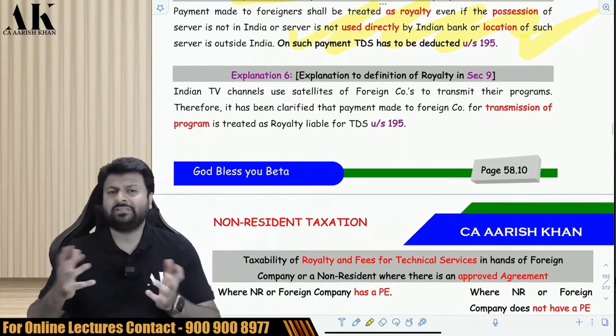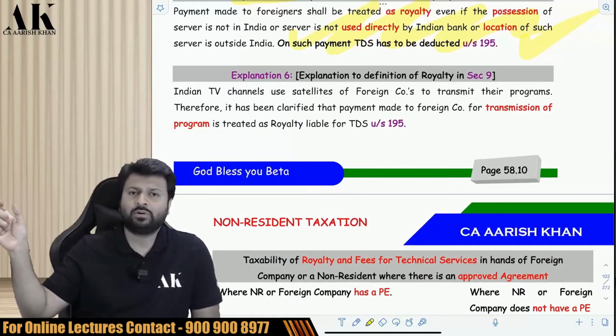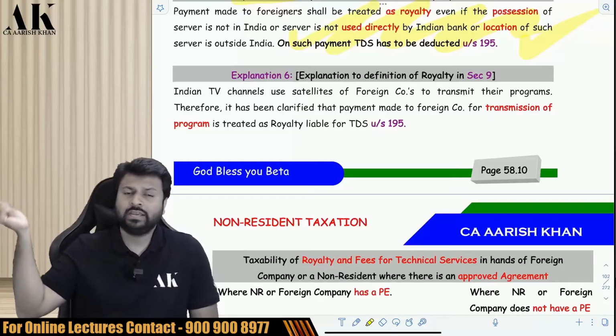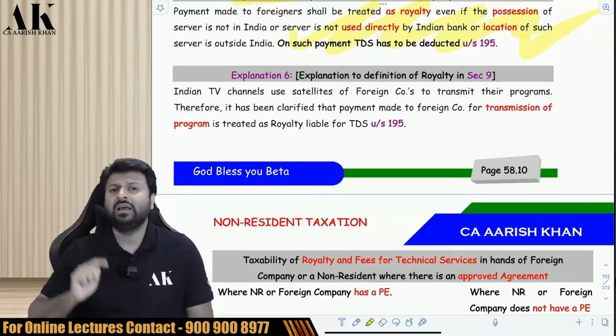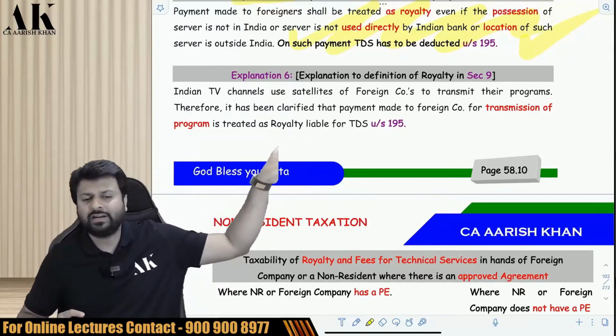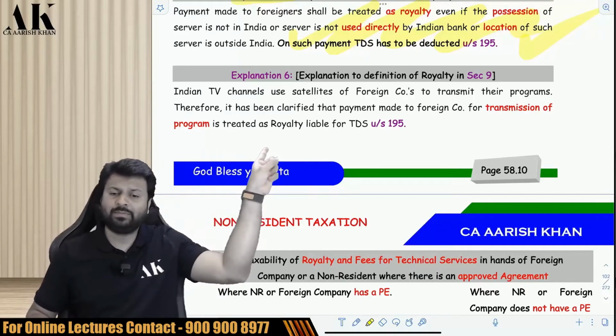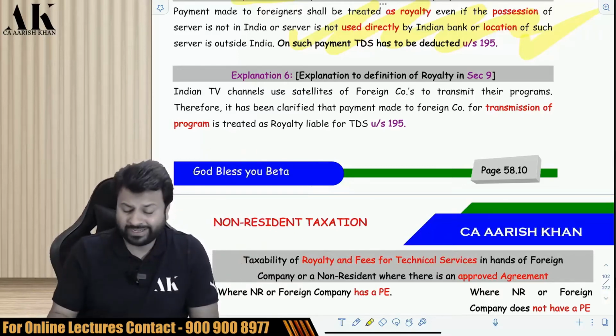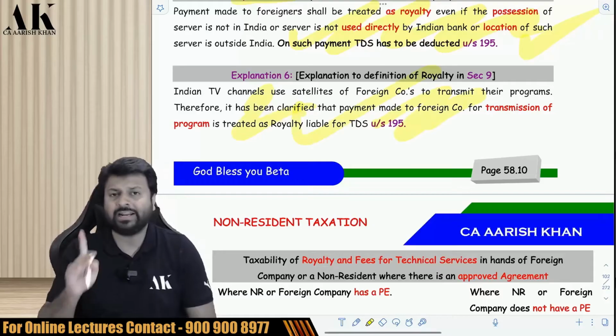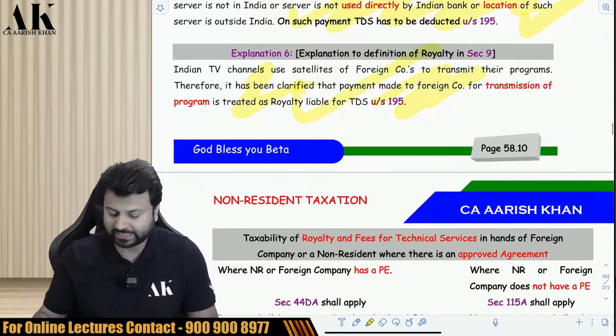Next. Explanation 6 is for television programs. Suppose there is a television program over here, say for example Z News. If it wants to telecast its program in the news channel on TV, it is using the satellite of a foreign company. So it is making some payment to the foreign company for transmission of the program. Whether that will also amount to royalty? The answer is yes, that is also royalty and TDS will be deducted under section 195. Check it please. Next.